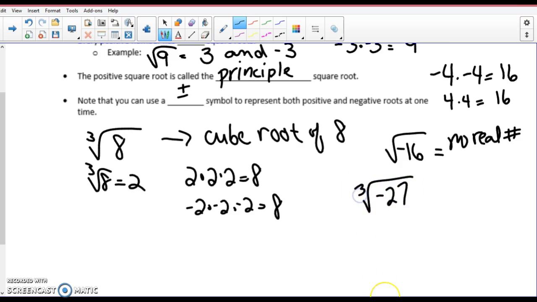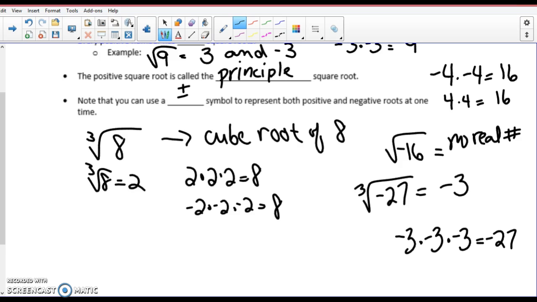The cube root of negative 27. The cube root of negative 27. Paige is saying negative 3. Let's see if Paige is right. That would mean that negative 3 times negative 3 times negative 3 is negative 27. Is Paige right? She absolutely is. Because negative 3 times negative 3 is positive 9 times negative 3 is negative 27. So the cube root of negative 27 is negative 3.